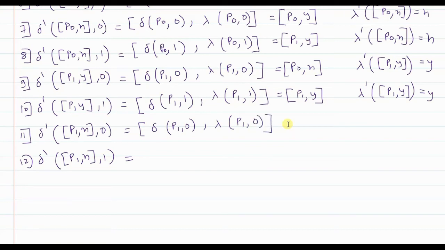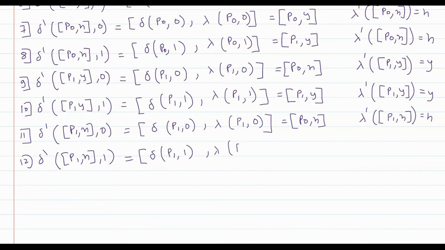And finally delta of P1 comma 0 comma lambda of P1 comma 0. Now the values we have already calculated here. Delta of P1 0 we have calculated. The answer is P naught, and lambda of P1 0 is n. So here also it will be P naught n, and lambda dash of P1 comma n will be n, that is no.